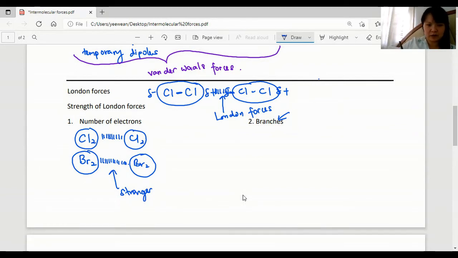This is why Cl2 is a gas and Br2 is a liquid, because it would have a higher boiling point, or it's less volatile, because its London forces are stronger. It has more electrons in one molecule.